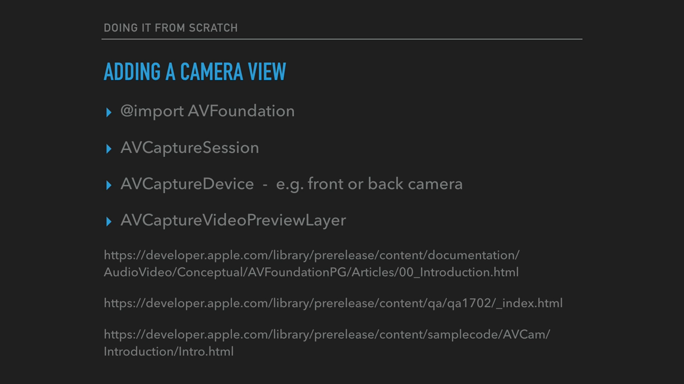So how do we add a camera view to an app? It turns out it's pretty simple. Import the AV Foundation framework, and there's a bunch of stuff in there to set up a camera capture session, and you provide a layer that does a preview of that capture. So on the iOS devices, you can tell it to use the front or back camera, give it a view to show that camera in, and that's about it.